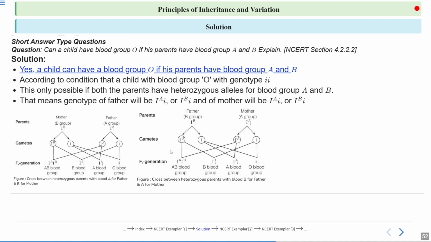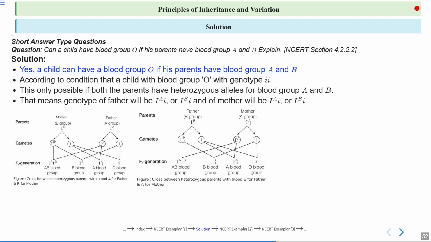Clear? So there can be two cases here. Either the mother can have blood group B, IB small i, or the mother can have blood group A. Similarly, the father can have blood group A having genotype IA small i, or the father can have blood group B having genotype IB small i. So basically, both the parents should have at least one allele that is small i.